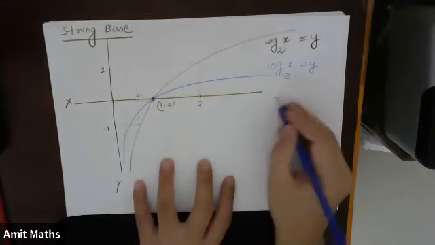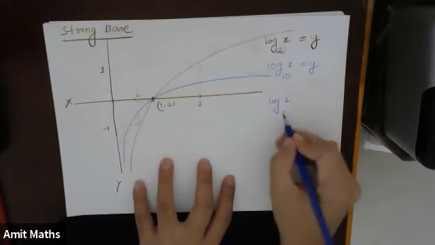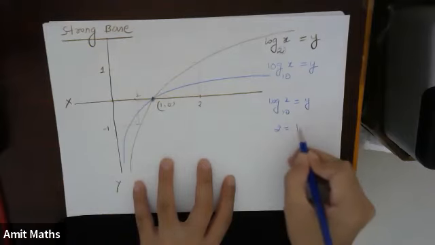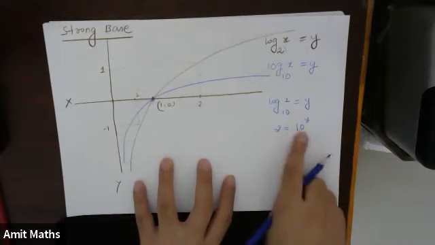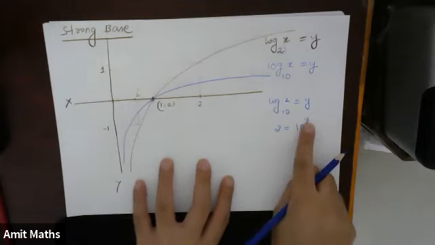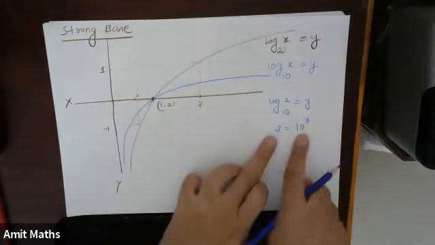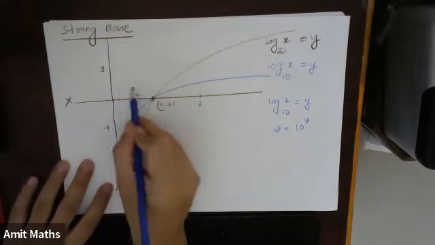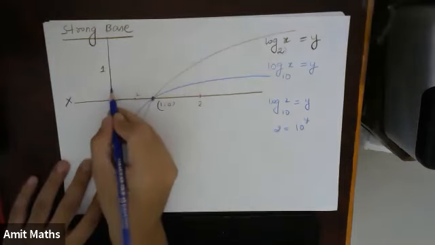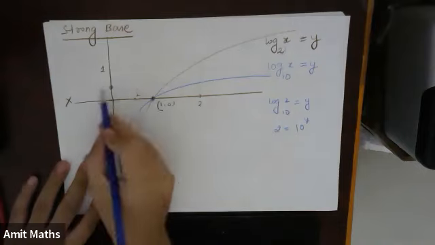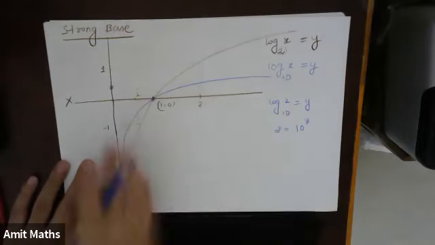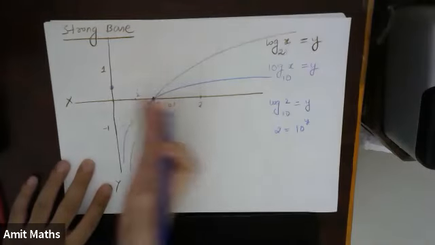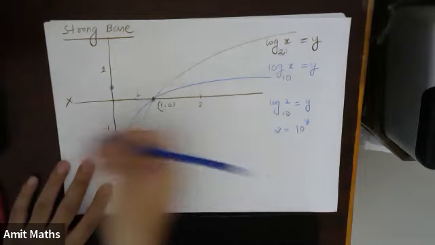Now let's take log 2. In this case, if I take log 2 base 10 equals y, I have to find the value of y. That means 2 equals 10 raised to the power y. Now definitely if y equals 1, this will not be equal. So y has to be something less than 1. That means this part will lie below. As we move on, this part will be below, and as we move on the left, this part will keep moving towards the left.